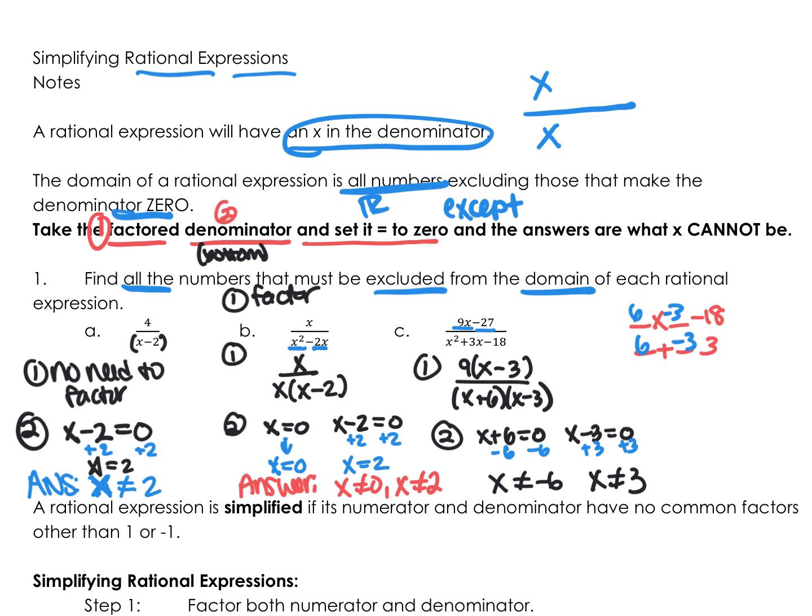So this is our answer here. So this was the answer for B, and this is our answer for A. So factor, set the bottom only, the denominator, equal to 0, and solve. That's how you find the exclusions from the domain.